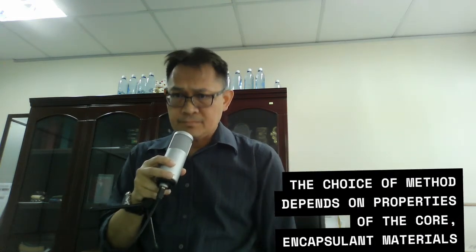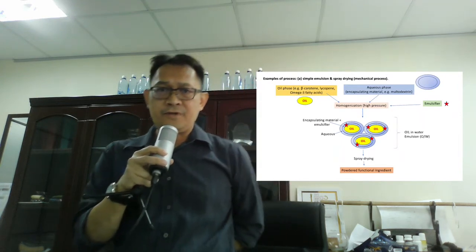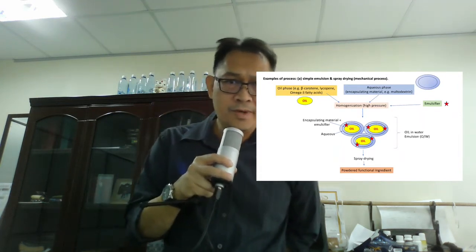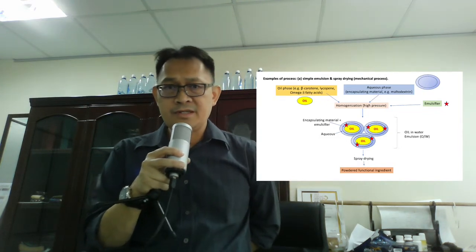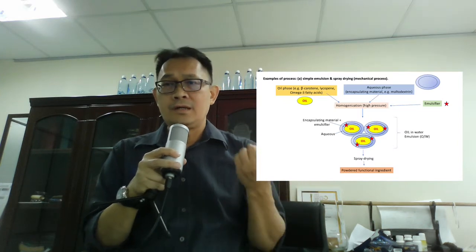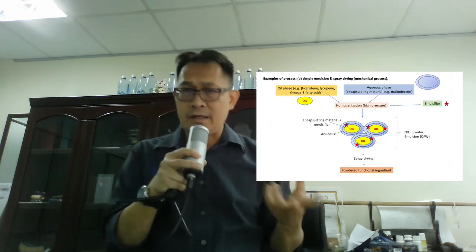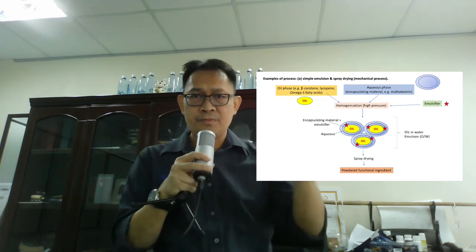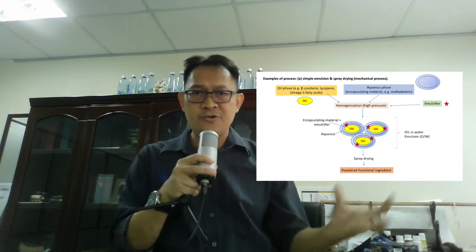But an example here is the process of spray drying combined with emulsification. So in this case, the oil phase, for example, can be beta carotene, can be lycopene, can be omega-3 fatty acids. So this oil phase will be homogenized together with the aqueous phase.